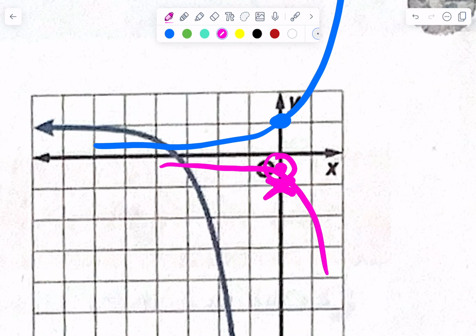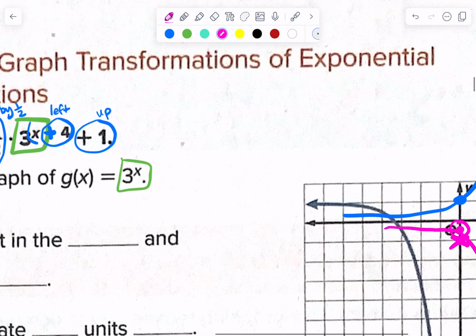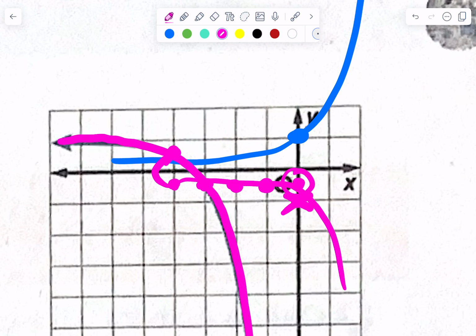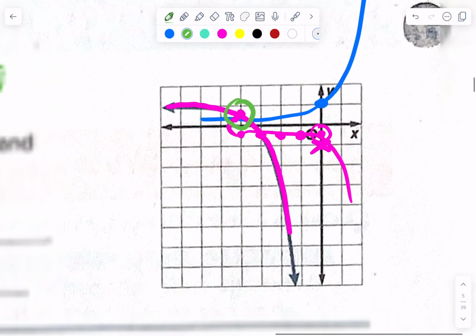Then I'm moving him 4 to the left and 1 up. So 1, 2, 3, 4 to the left and 1 up. Guess what? Right there. And he's flipped down, so he looks like this. This is my original starting point that I had before. That's kind of hard. That was a lot of transformations all at one shot.